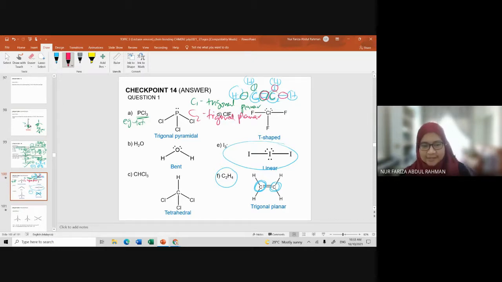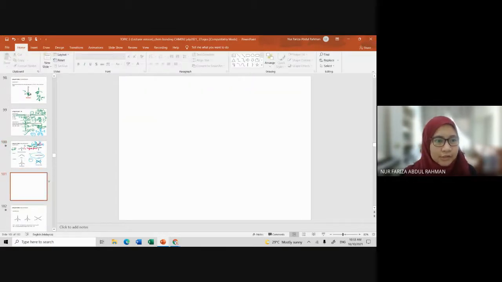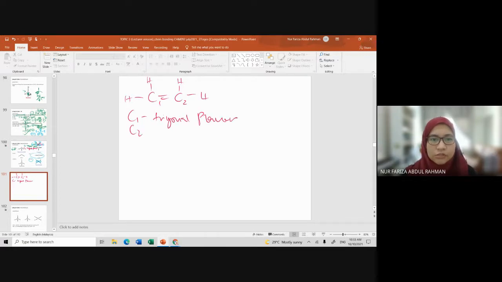Okay, and then the best part is how do we draw? Since we have two central. Okay. So since we have 2 central just now, kita kena transform dia kan. C1, C2, trigonal. This is the electron geometry, okay? C2 is also trigonal planar. Okay, next step. Remember, next step after we have identified the trigonal planar, the electron geometry, we have to draw based on the electron geometry that we have here.